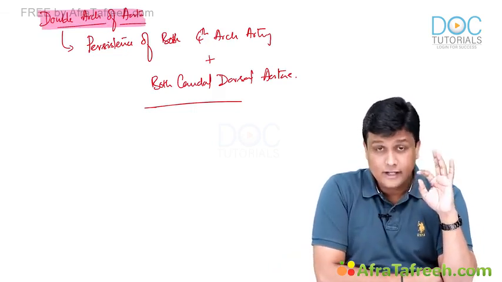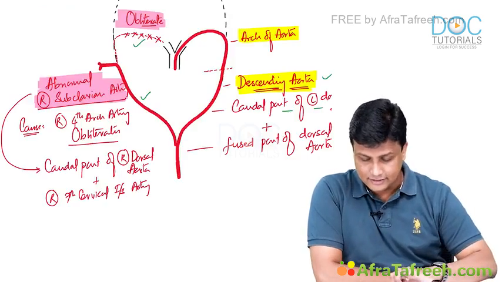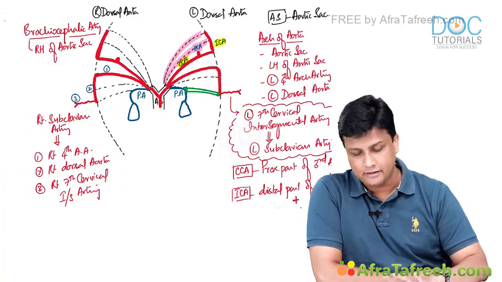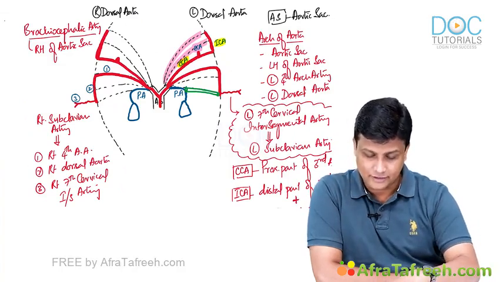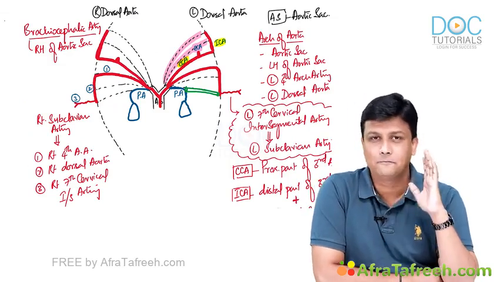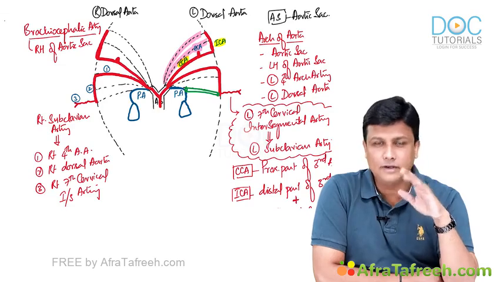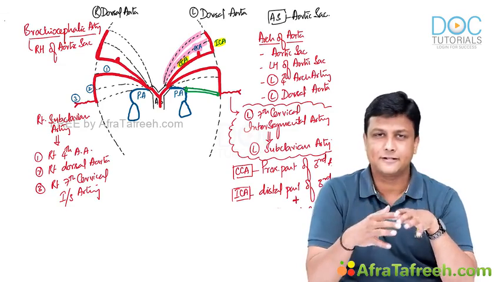One thing already asked as an image-based question in your exam is double arch of aorta, and the second thing already asked is abnormal subclavian artery. And the normal development I have explained crystal clearly with the help of this diagram. Hope the entire concept is clear now. So that is all about the development of the arterial system. Then we'll see the development of the venous system in the next segment, guys. Thank you.